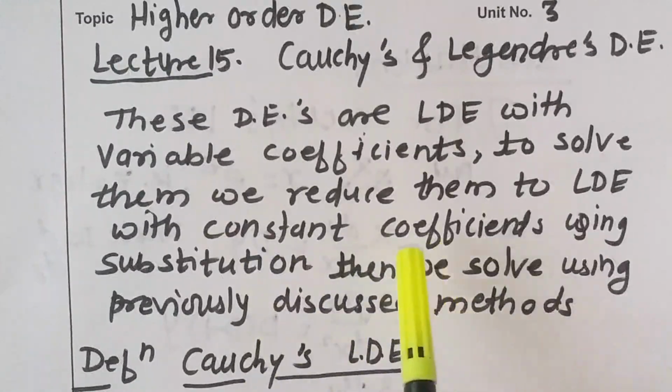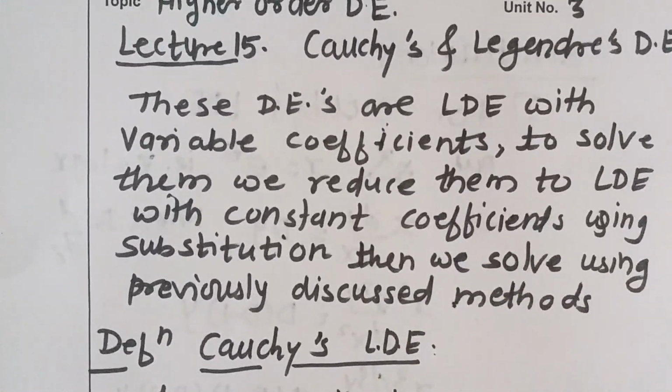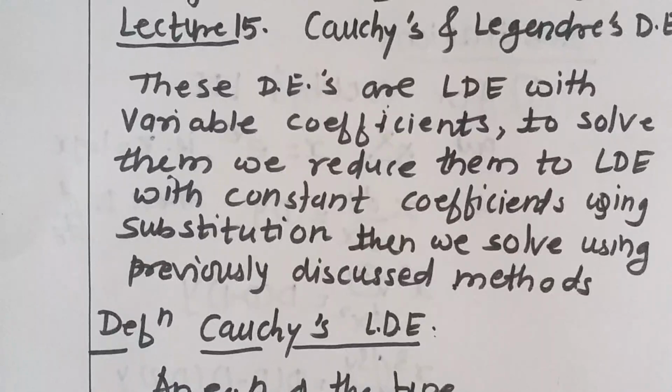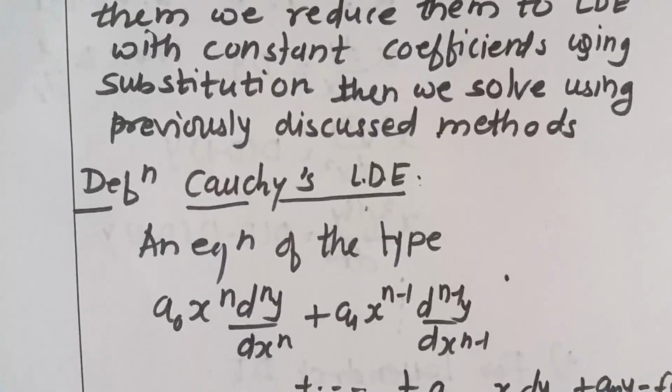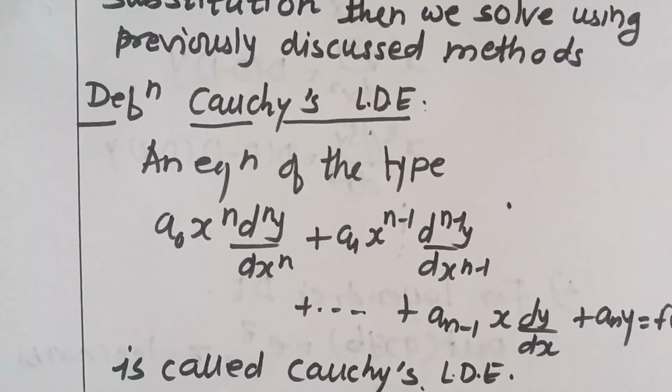There are some standard substitutions available for both differential equations that we use to convert them to LD with constant coefficients. Then we solve using the previously discussed methods: the general method, variation of parameters, and shortcut methods. Now we'll define both differential equations. What types of differential equations are called Cauchy's differential equation and Legendre's differential equation? Here is the definition.